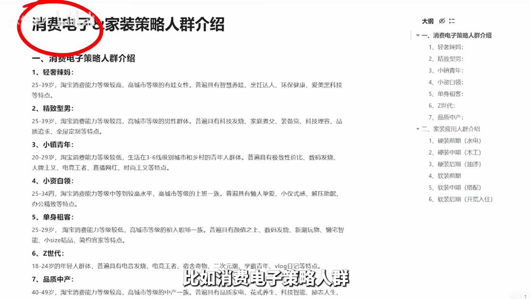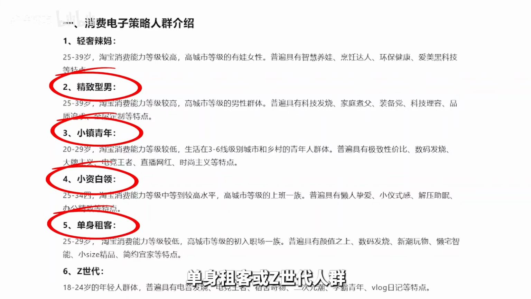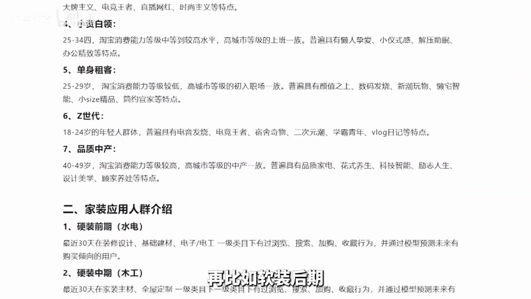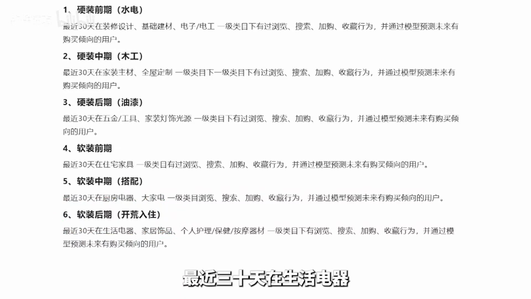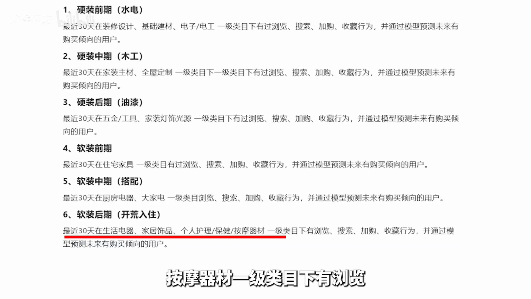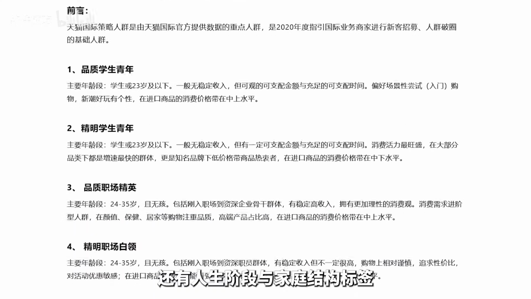Some are deep preference effect tags, meaning what you subconsciously desire. For example, for consumer electronics, algorithms categorize you as metrosexual small-town youth, single tenant, or Gen Z, and for soft furnishing move-in new residents, Alibaba's criteria are clear. Over the past 30 days in categories like life appliances, home decor, personal care, and health massage gear, browse, searched, added, or favorited, plus life stage and family structure tags.